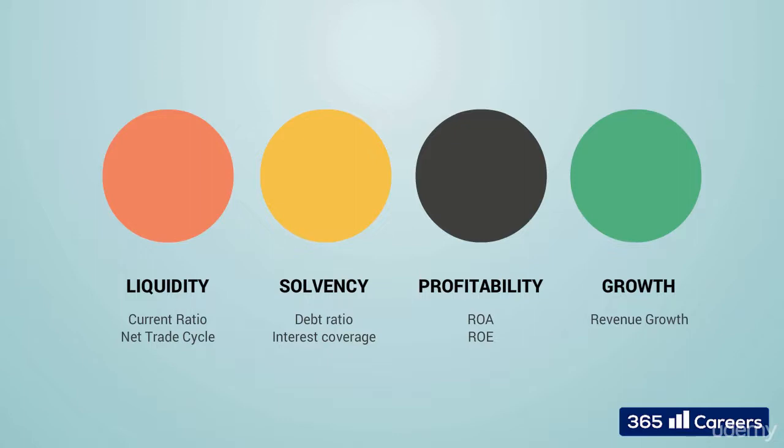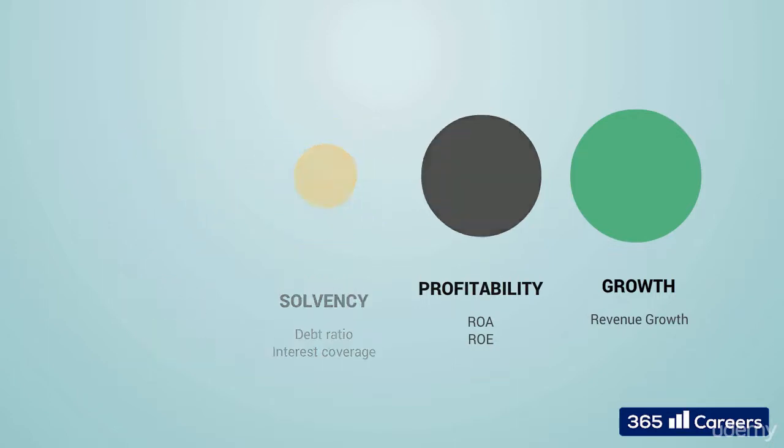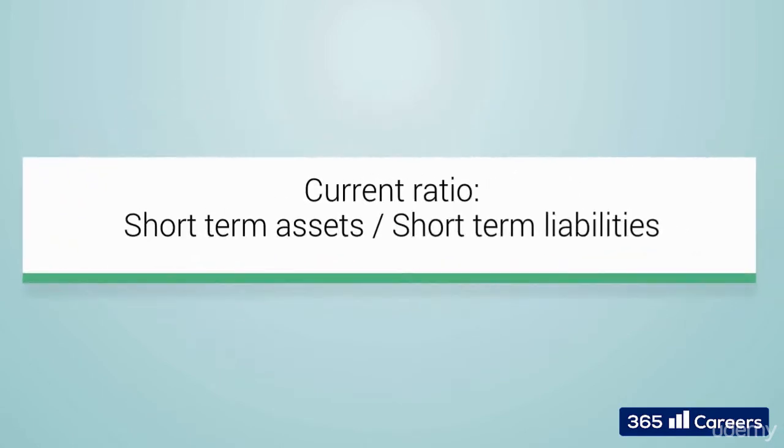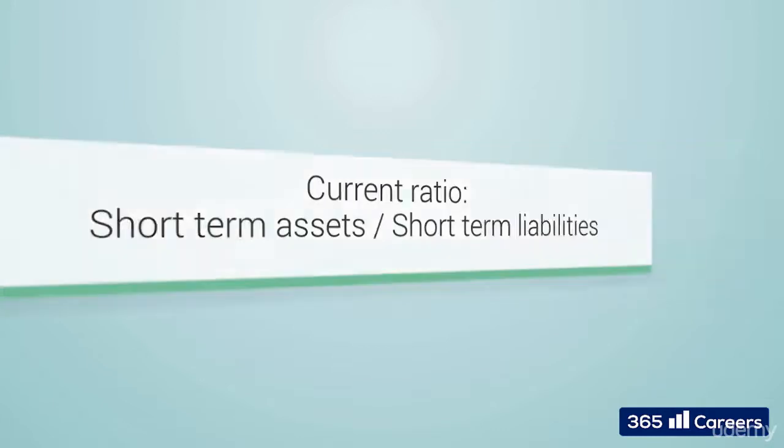Some of the most common liquidity indicators are the current ratio and the net trade cycle calculation. The current ratio is given by the fraction between short-term assets and short-term liabilities. It allows us to have an idea about the company's ability to pay its short-term liabilities. The recommended value for this ratio varies according to the industry in which the company operates. However, a ratio above 2 is usually considered good.